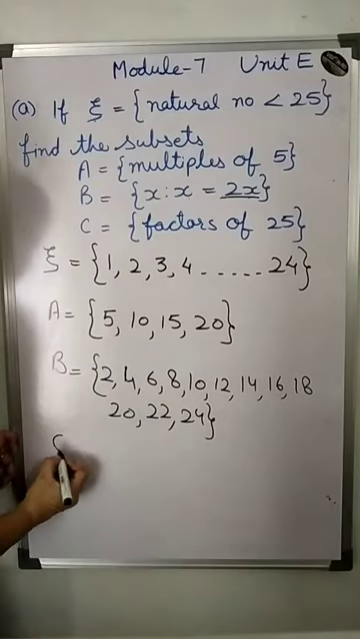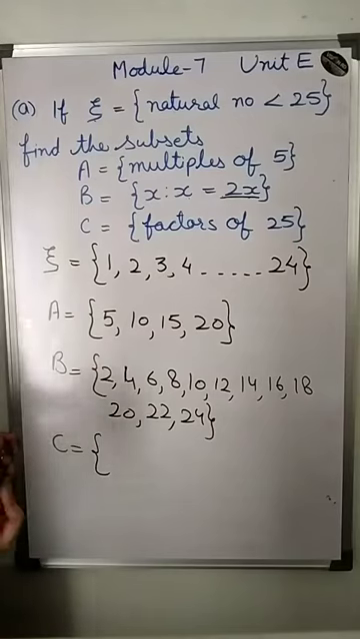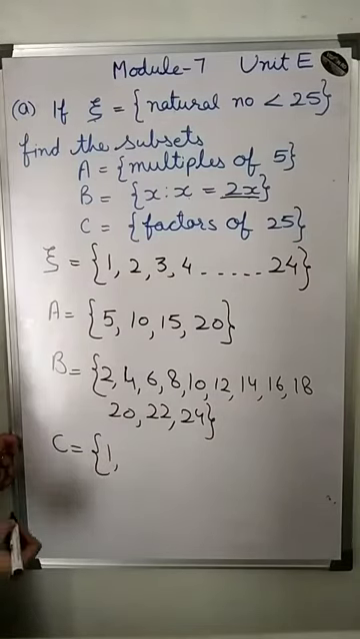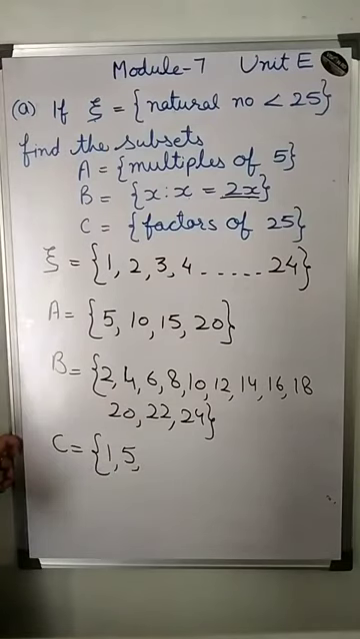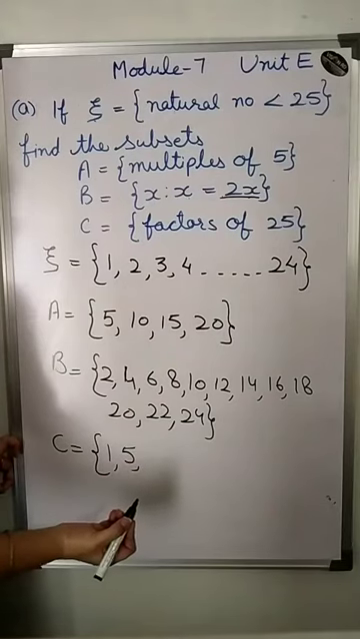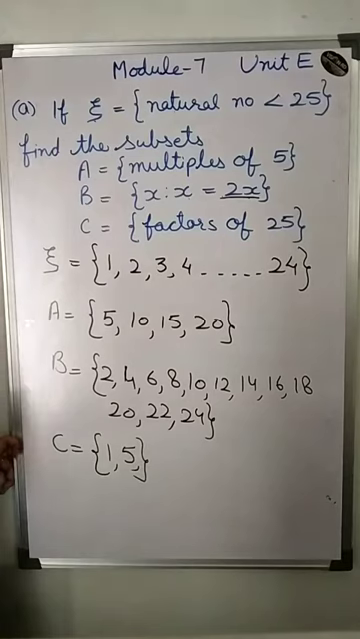And C is factors of 25. Factors of 25 means 1 is a factor of 25. The next factor is 5. 5 is another factor of 25. And after that, that's all. These are the only factors of 25. So here we have to write like this. Okay.